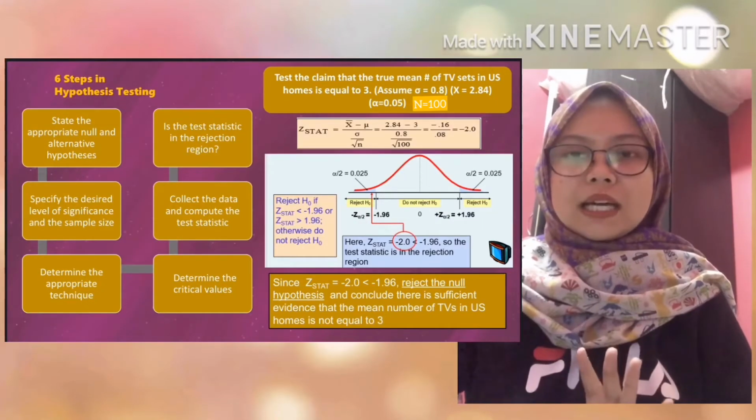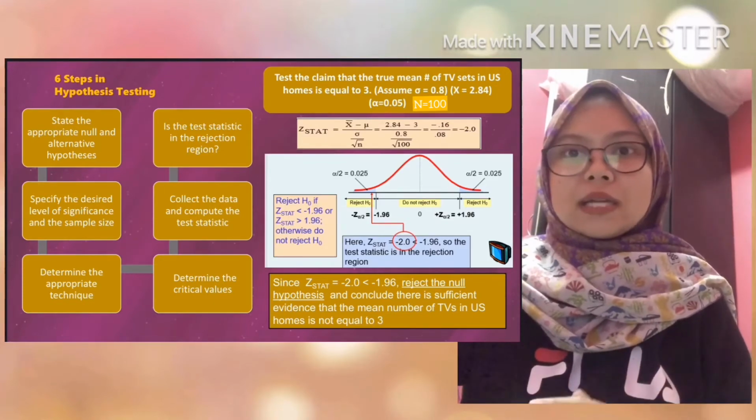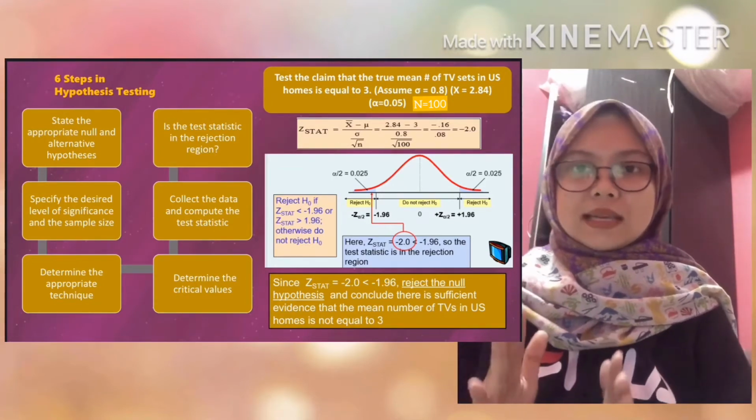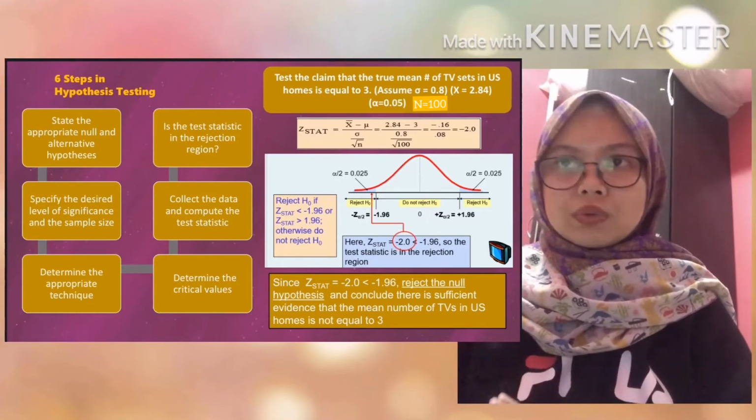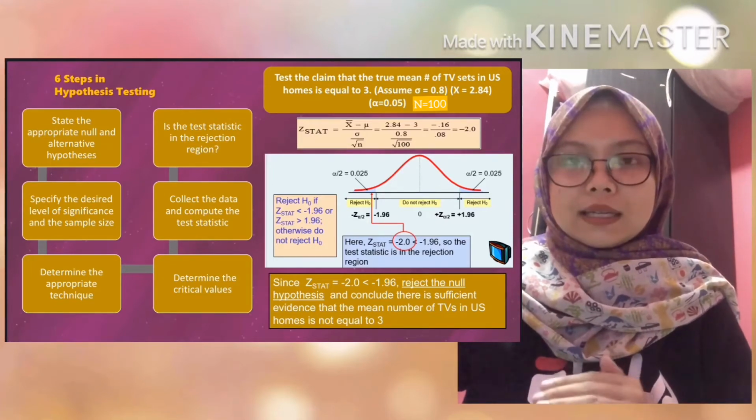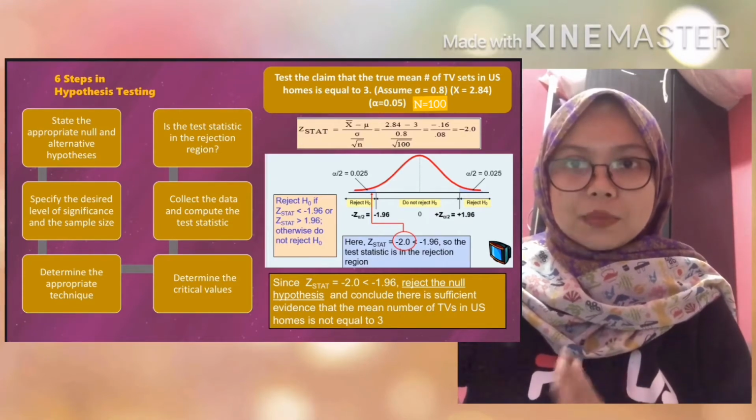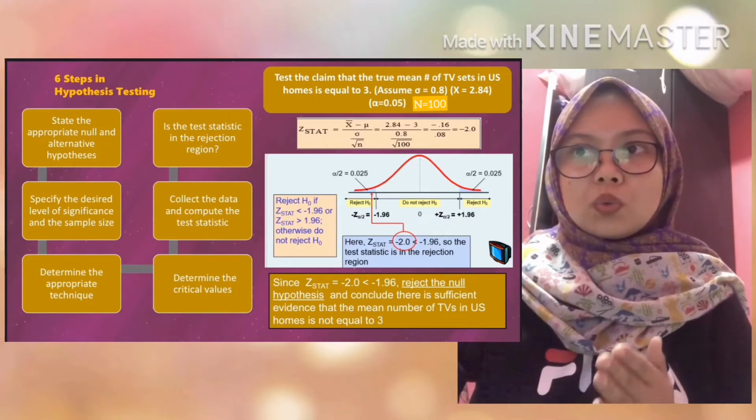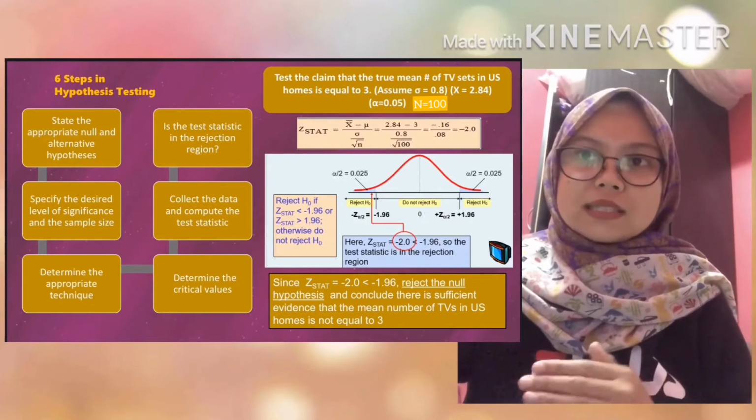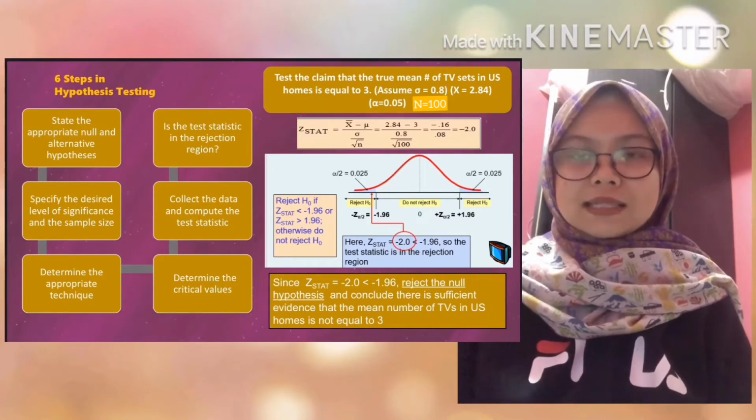There are 6 steps in hypothesis testing, but before that we should know the question first. So the example of the question is: test the claim that the true mean of television sets in US homes is equal to 3, and assume the standard deviation equal to 0.8 and the level of significance is equal to 0.05. The number of population is equal to 100, the critical value is 0.05 and the point estimation is 2.84. So now we can proceed to the hypothesis testing example.